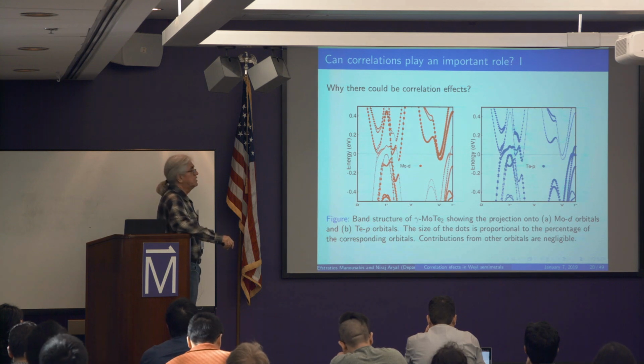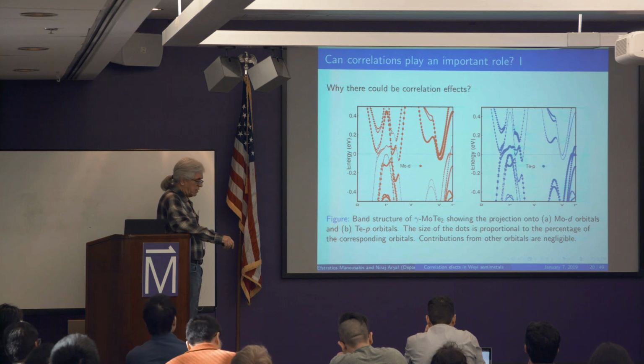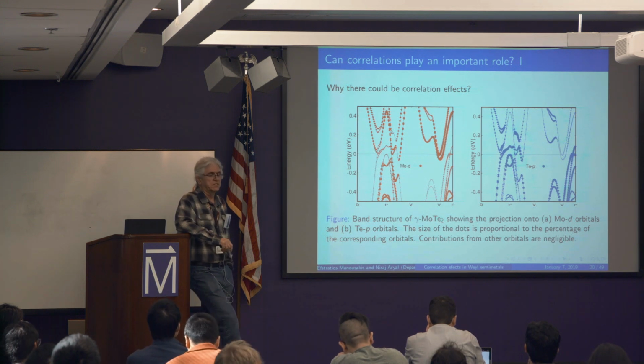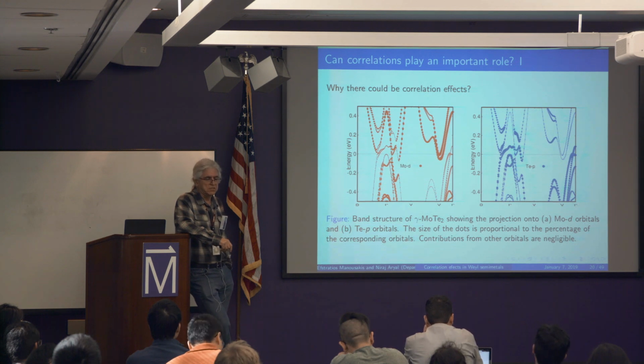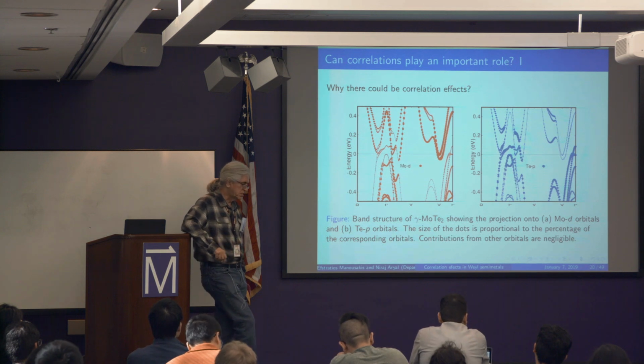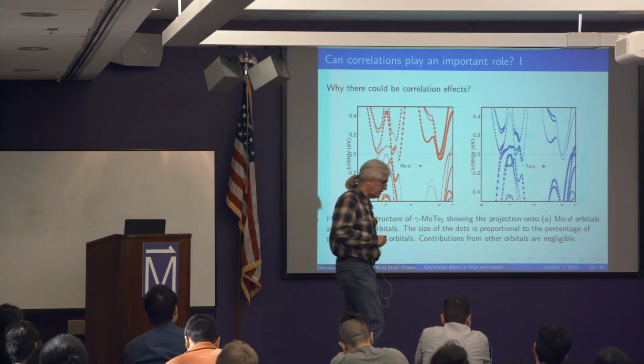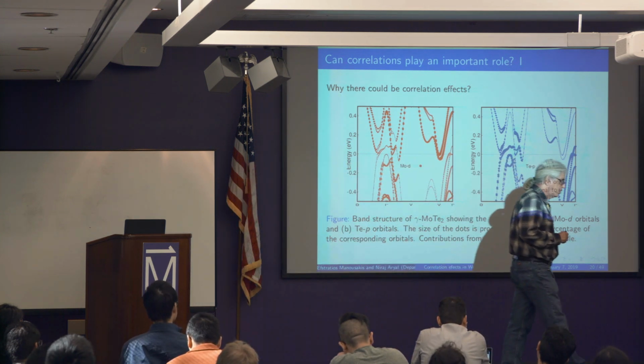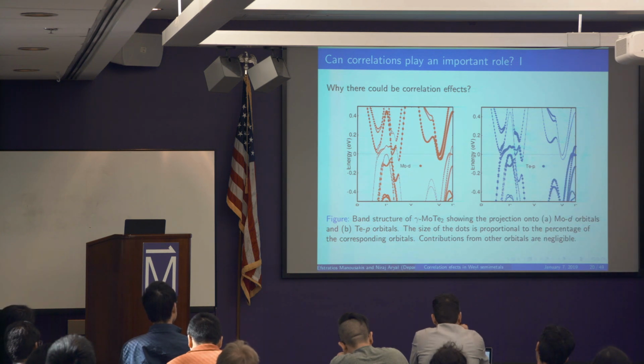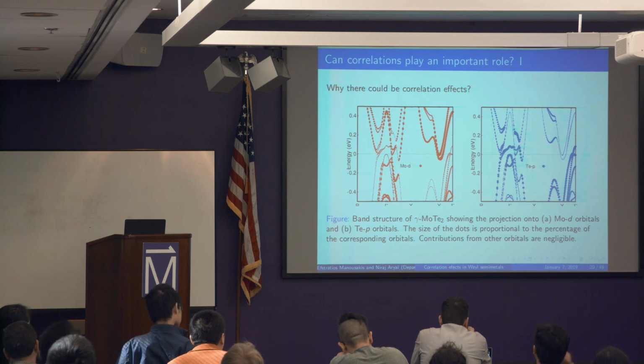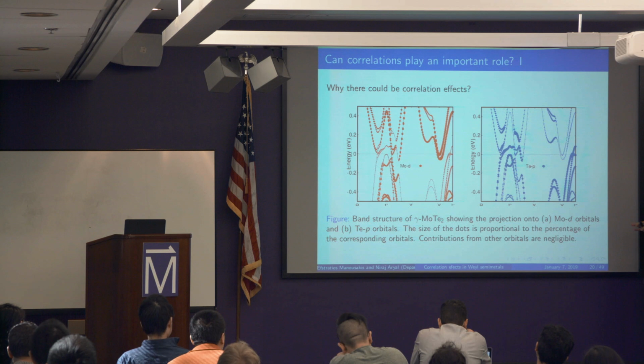And so here is, again, the DFT bands, but now we show the content of these in terms of orbital content, that means D or P. Basically, the bands that cross the Fermi level are mostly P or D: molybdenum D and tellurium P. And here is the decomposition of them. This is mostly that. All other contributions are negligible.